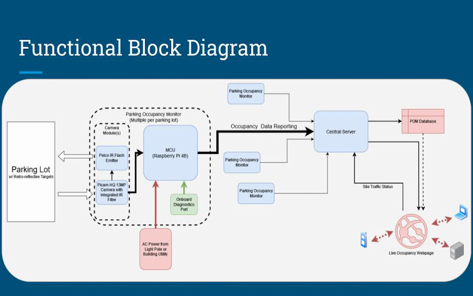The following block diagram perfectly sums up the layout of the components within the POM and how it interacts with the environment. Here, you can see how the POM takes an image of the parking lot, processes it, and then sends it over to the cloud-based central server to then be displayed to a user front-end web page. This web page is accessible by multiple users at once and by any device capable of an internet connection.